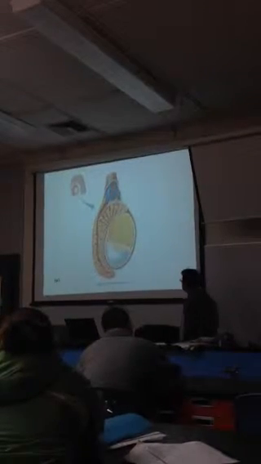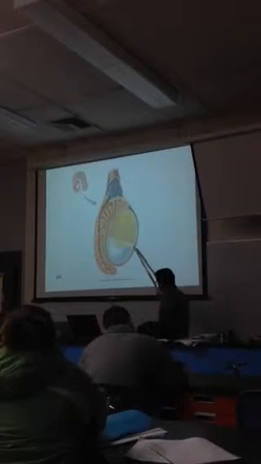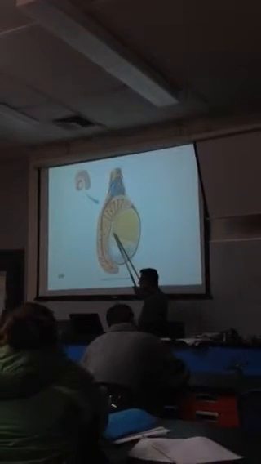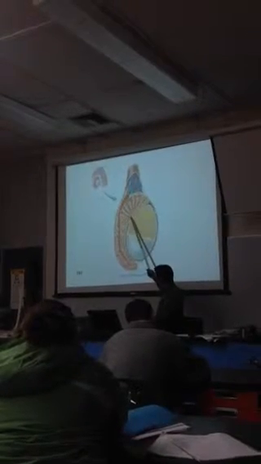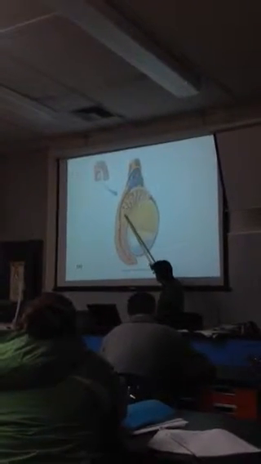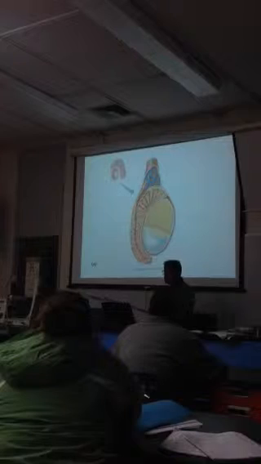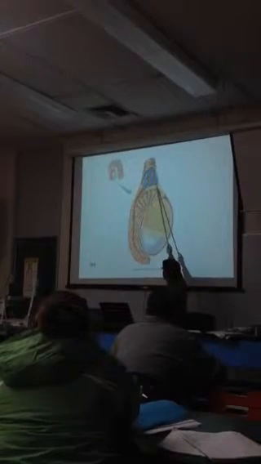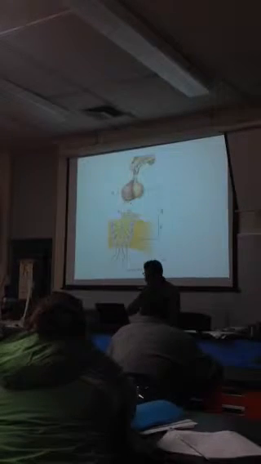What is this? Identify. Seminiferous tubule, straight tubule, rete testis, and efferent tubule. Then you have the epididymis, the head, the body, and the tail, and the ductus deferens with the pampiniform plexus of the testicular vein.